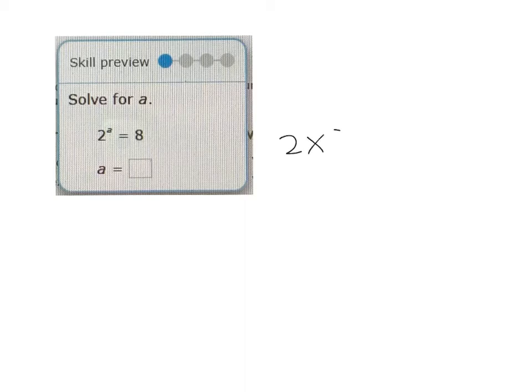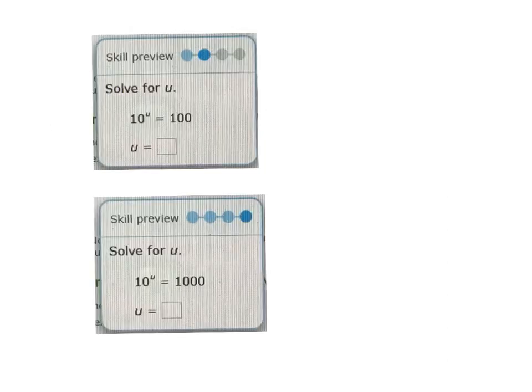2 times 2 is 4, so it can't be to the power of 2. Times 2 equals 8. So we count up. We have 1, 2, 3. That's pretty straightforward. a equals 3. So 2 to the power of 3 equals 8.